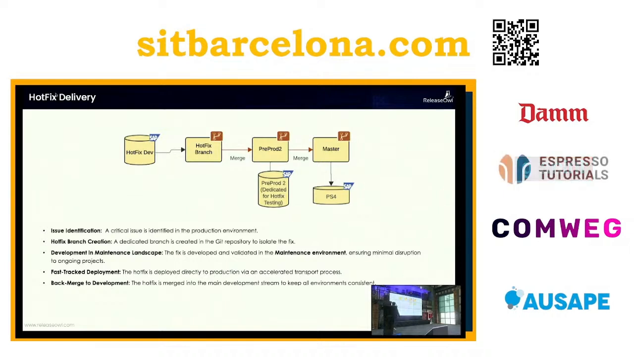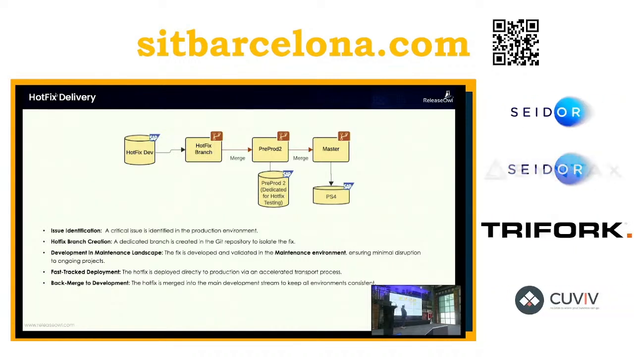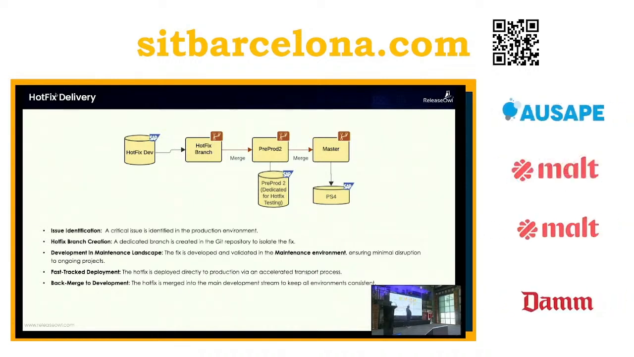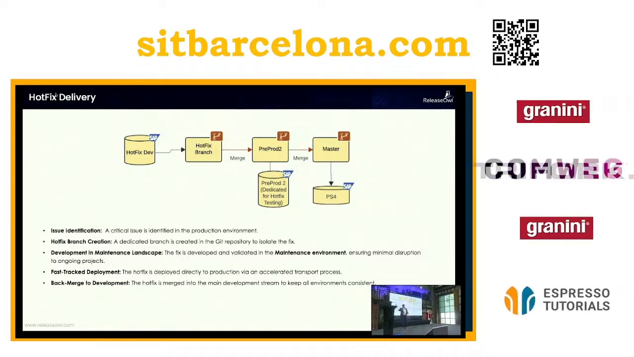So for hotfix, here I assume that you have an environment that you can use for hotfix. That's what I call hotfix dev. And then we push into the hotfix branch as a Git commit. And then we merge into the pre-prod, to a dedicated environment for hotfix testing. And then if it is all good, then we push into master.